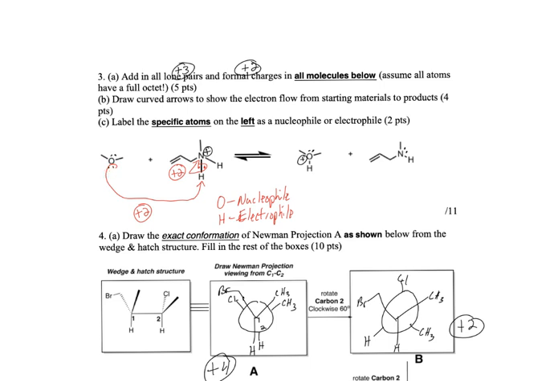The oxygen is the nucleophile. That's where the arrow started. The hydrogen is the electrophile, not the nitrogen. Just because it has a plus charge doesn't mean it has to be the electrophile. It's the hydrogen that's electron deficient, not the nitrogen. So make sure you write specific atoms, not just the molecule, specific atoms. Oxygen is the nucleophile, H is the electrophile. Make sure you read the question carefully.